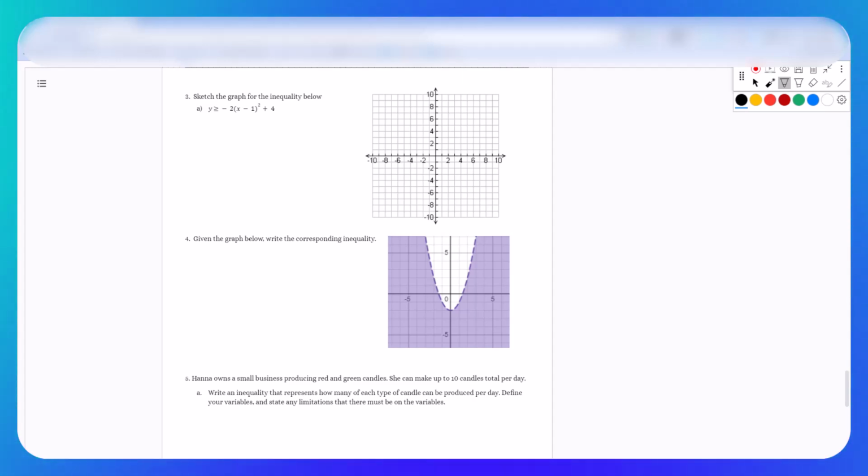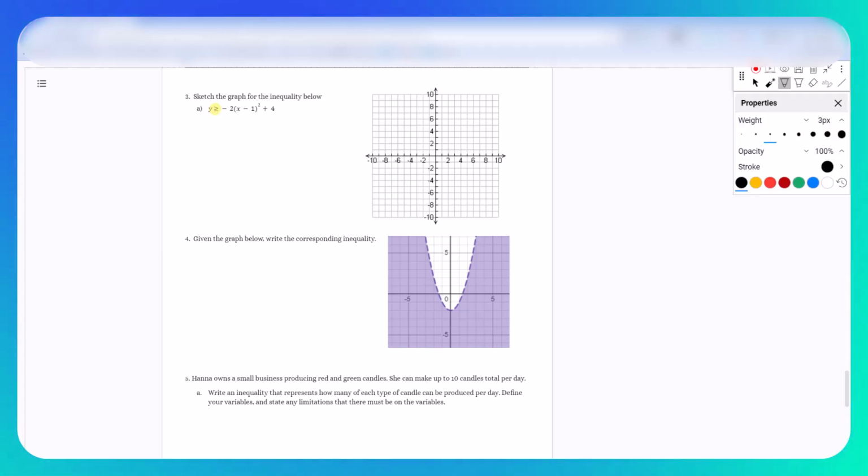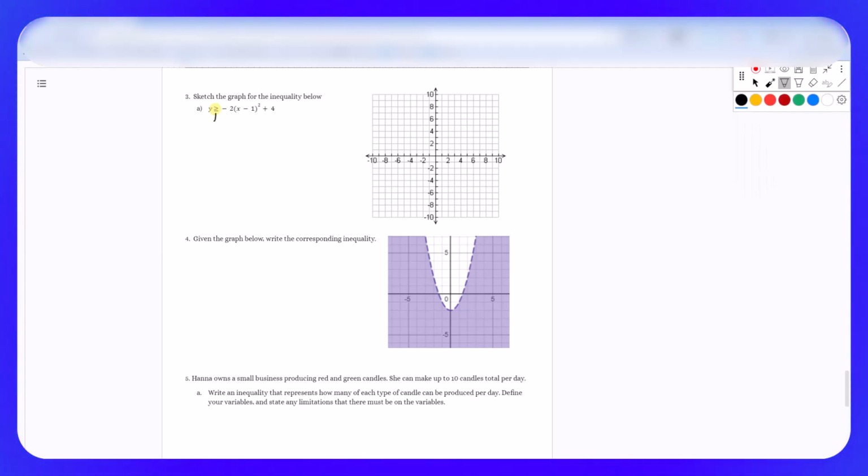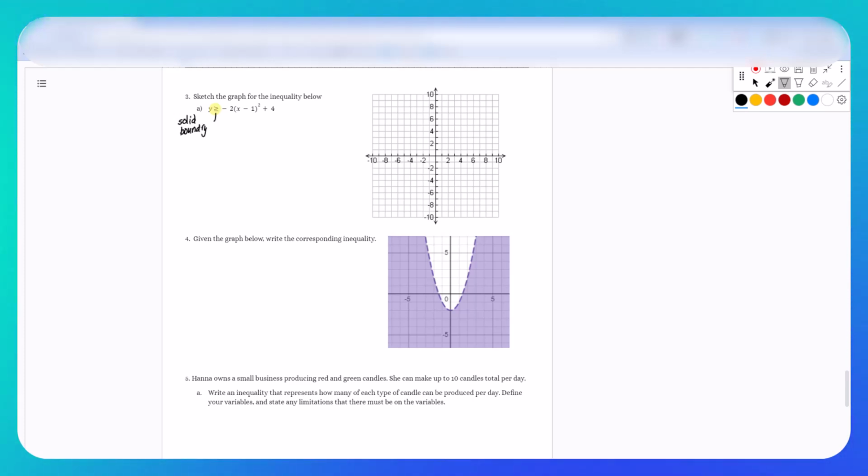So in this one, we're asked to sketch the inequality for the example below. Let's pick apart some of the key features. Well, the first thing I notice is I have greater than or equal to the line, which means I have a solid boundary line. And the shading of this we know is going to be above the line because it's greater than.